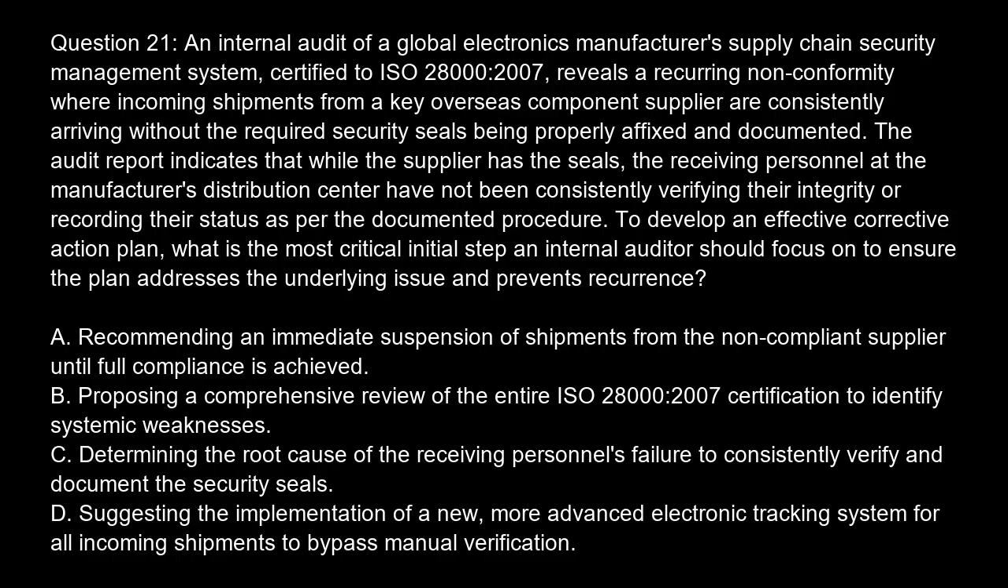Option A. Recommending an immediate suspension of shipments from the non-compliant supplier until full compliance is achieved. Option B. Proposing a comprehensive review of the entire ISO 28000-2007 certification to identify systemic weaknesses. Option C. Determining the root cause of the receiving personnel's failure to consistently verify and document the security seals. Option D. Suggesting the implementation of a new, more advanced electronic tracking system for all incoming shipments to bypass manual verification.